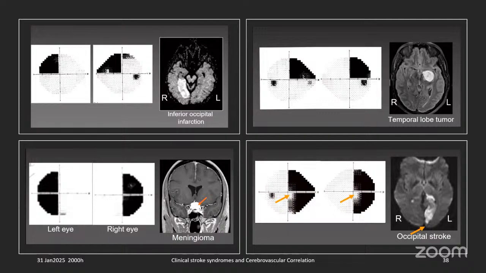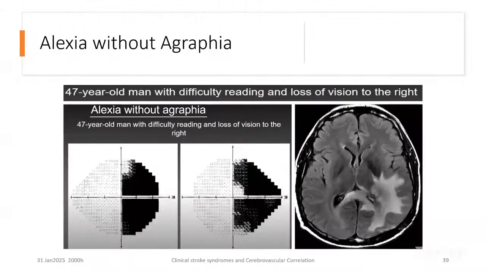Another important aspect of the stroke syndromes is alexia without agraphia. You can have a 47-year-old man with difficulty in reading and loss of vision to the right side. Agraphia, he can write because writing comes from within. Alexia, you have to look at and read.